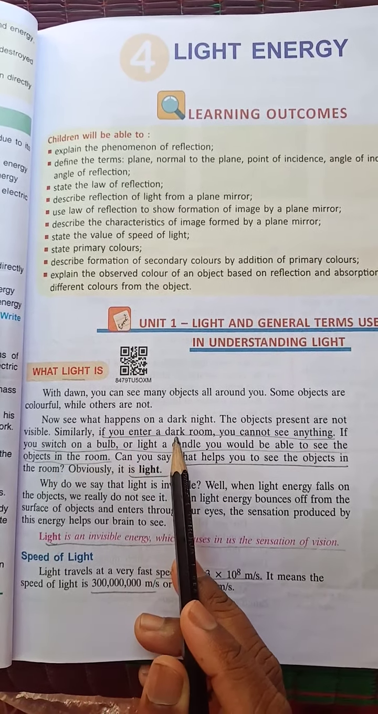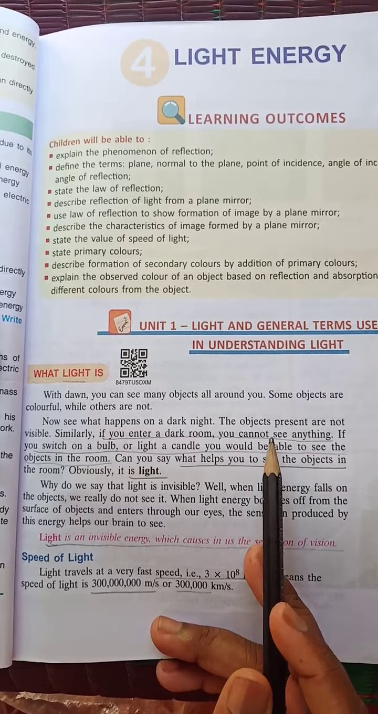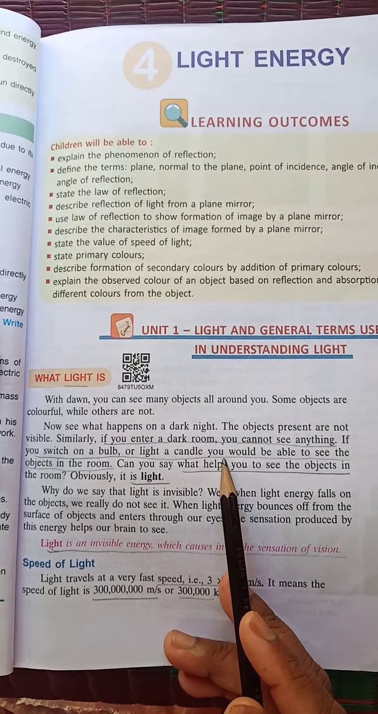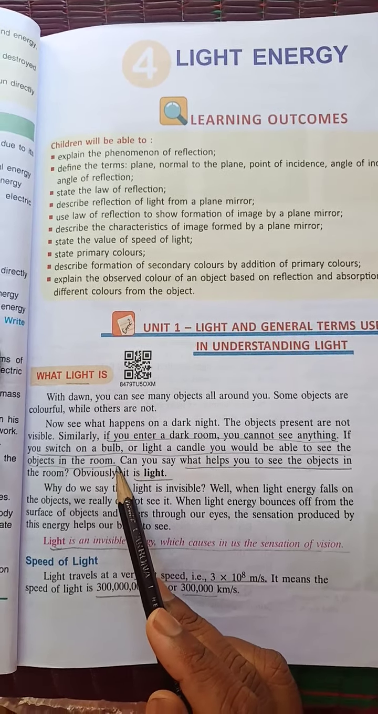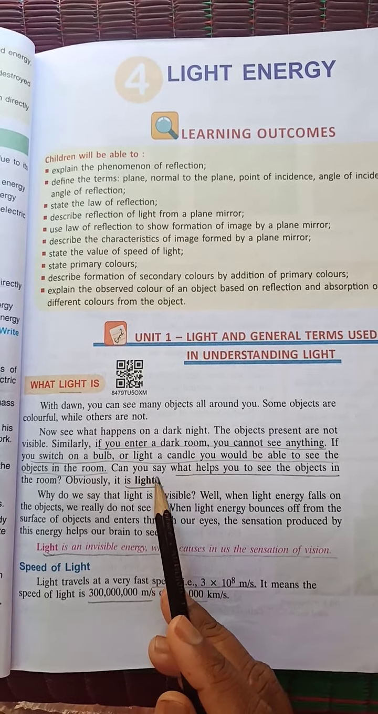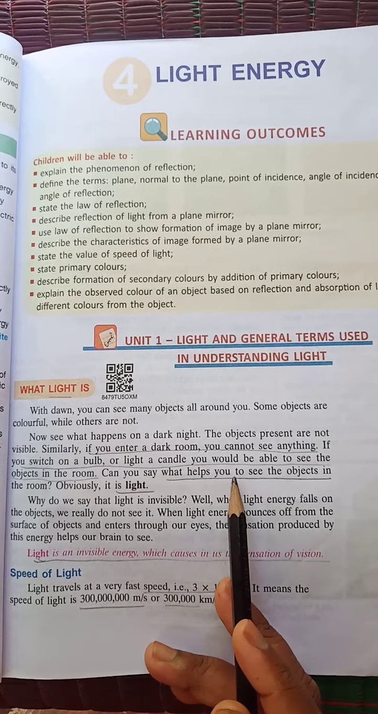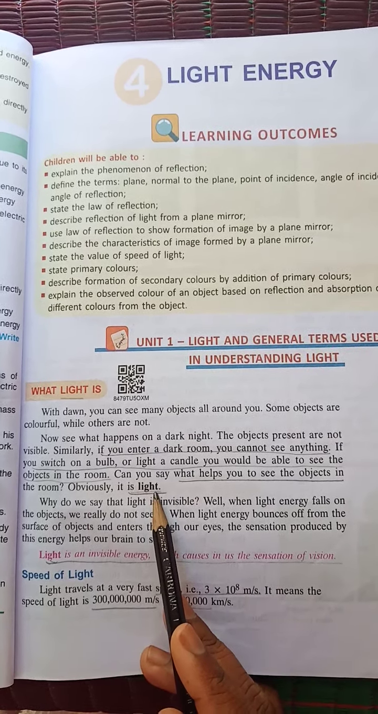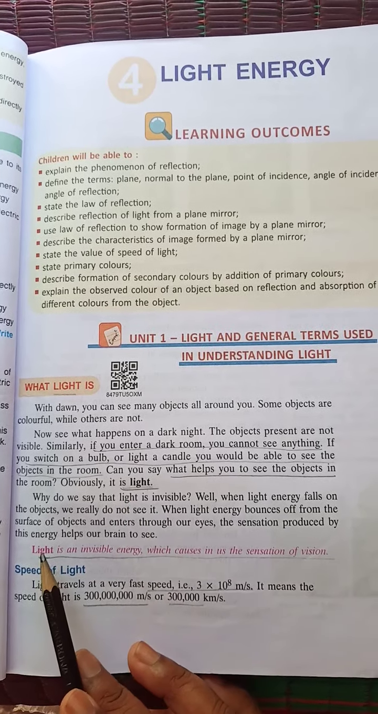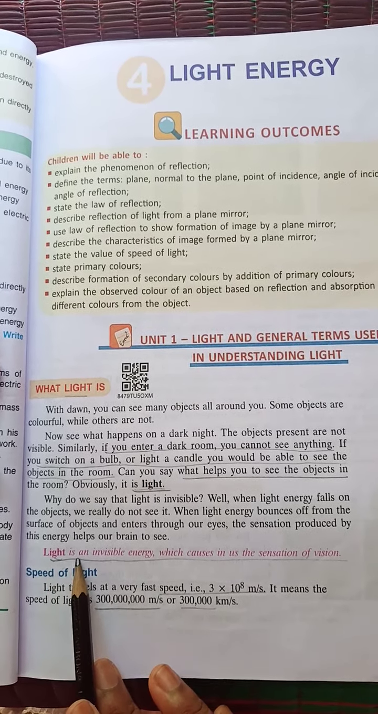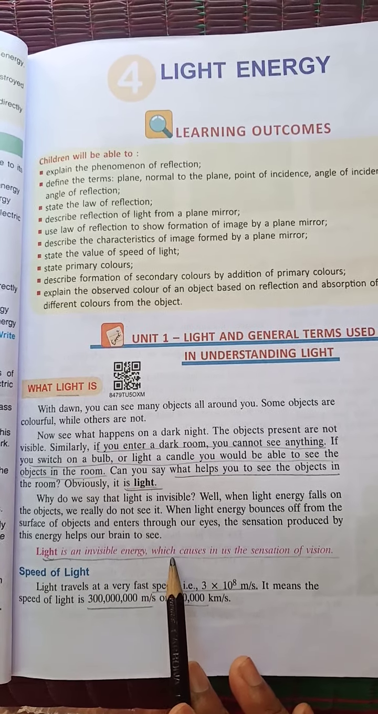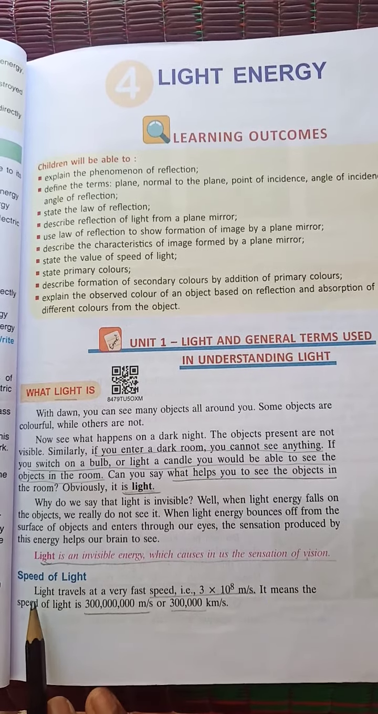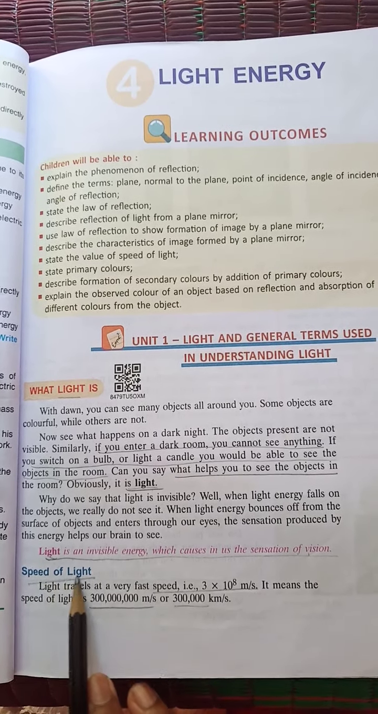If you enter a dark room, you cannot see anything. If you switch on a bulb or a lighted candle, you would be able to see the objects in the room. By this experiment, what helps you to see the objects in the room? It is light. By this, we can define light as an invisible energy which causes in us the sensation of vision.